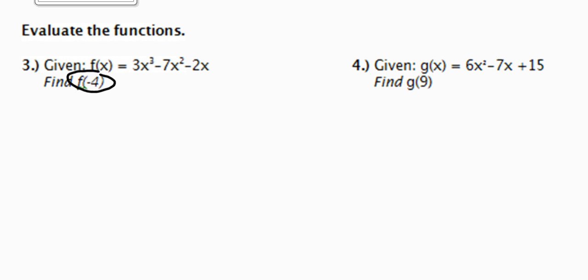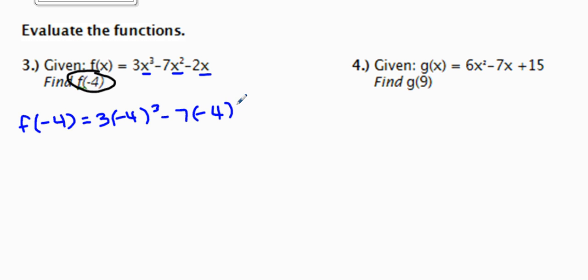This means every time I see an x value in my function, I'm going to be replacing that x value with a negative 4. So I'm going to start by rewriting my function, which was f of x, with f of negative 4. This goes to show that everywhere there was an x, it will now be replaced with negative 4 instead. Once all my variables have been replaced with a negative 4, I'm going to go through and practice my order of operations.